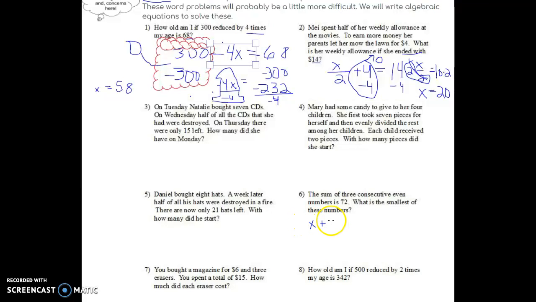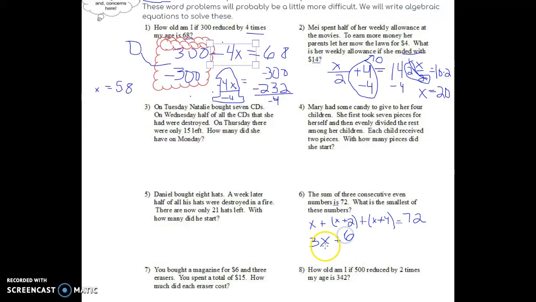So if that's my first number, my second number will be x plus 2, right? And then my third number, okay, so if this is 2 and this is 4 and that's 6, what do I have to add to x, if it's 2, to make it 6? I have to add 4, right? Okay, and that equals 72. All right, now I can combine like terms and solve this. x plus x plus x, that is 3 x's, so it's 3x. And then 4 plus 2 is 6.